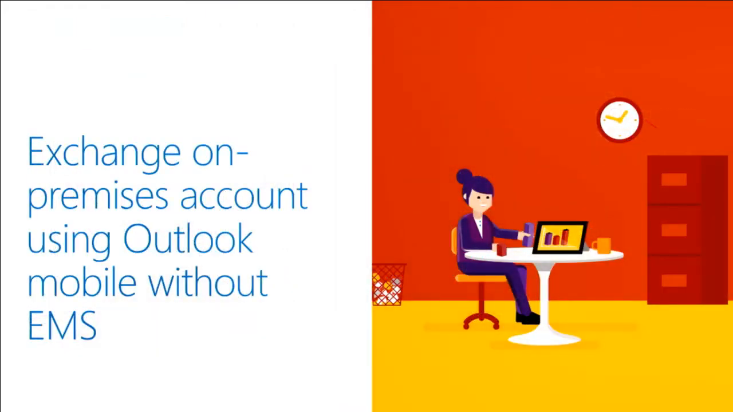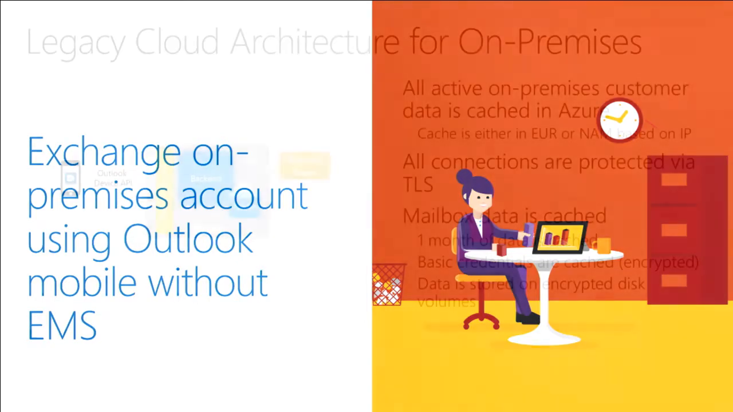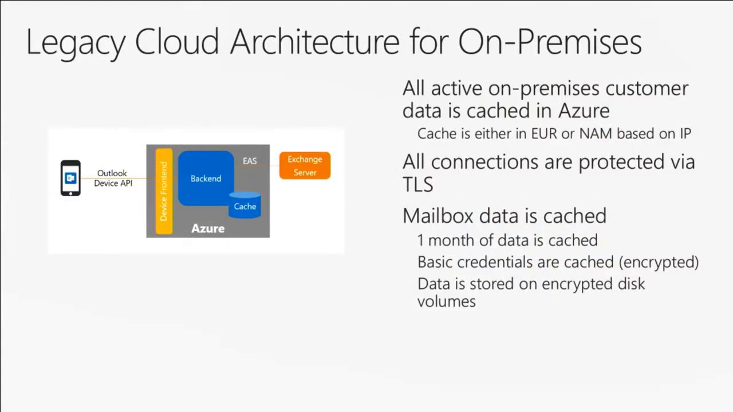So what happens if you aren't a hybrid customer and you're on premises? Can you use Outlook Mobile today? The answer is yes. You get to use Outlook Mobile today. You just use it in a different way. We have what I refer to as the legacy cloud architecture for on-premises. This was in Amazon Web Services. It is no longer in Amazon Web Services. Is that a good thing?